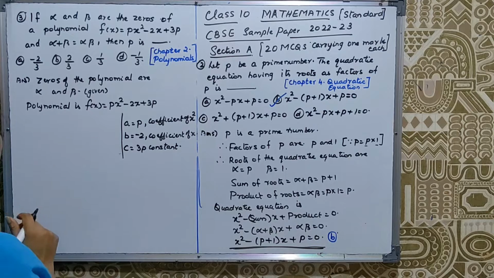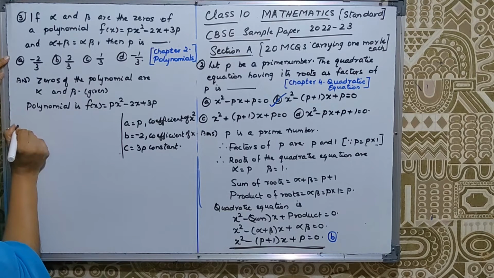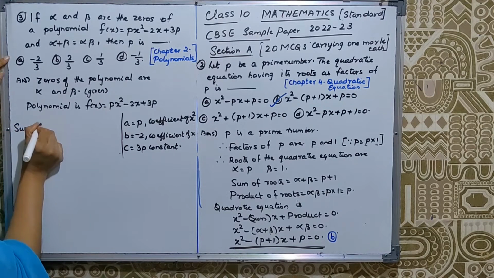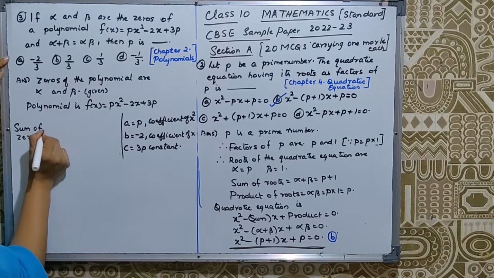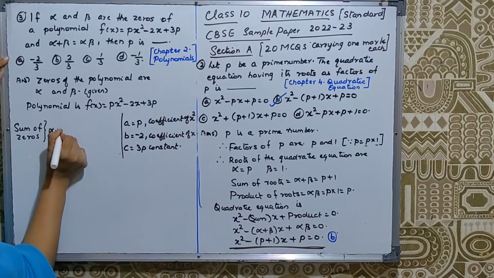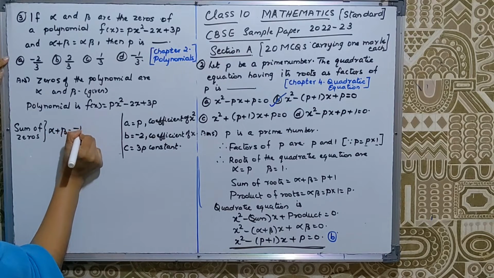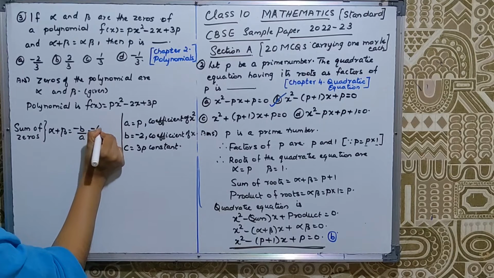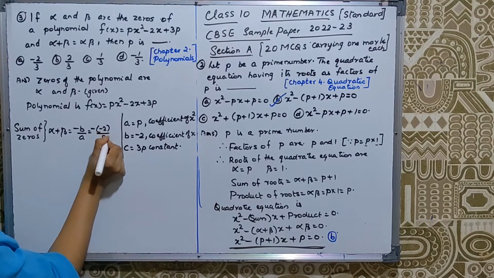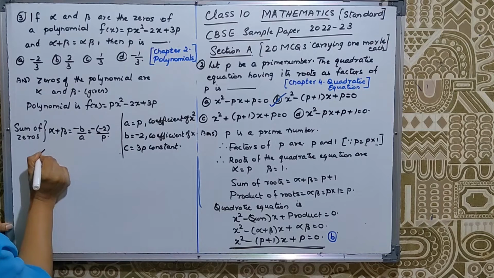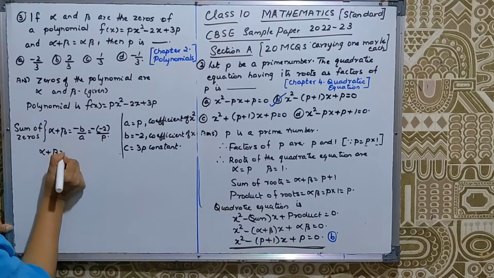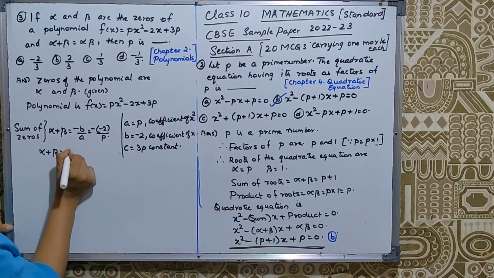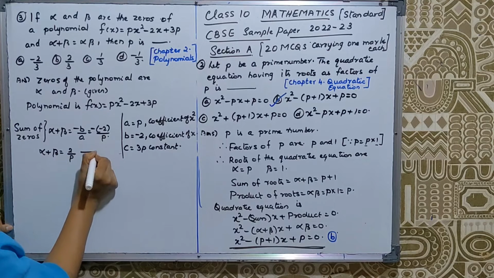Now we want to find out alpha plus beta, sum of zeros. That is alpha plus beta equal to minus b by a equal to minus of minus 2 by p. So that is alpha plus beta equal to 2 by p. Equation number 1.